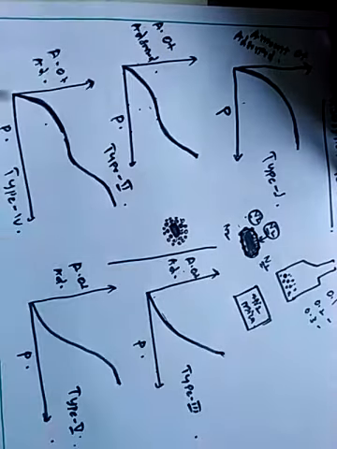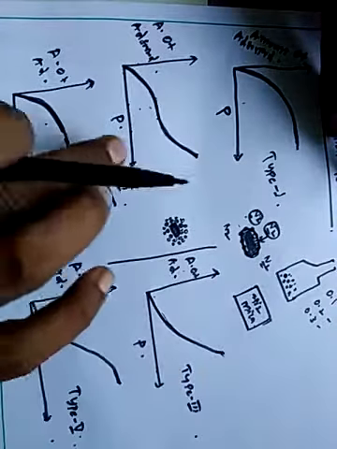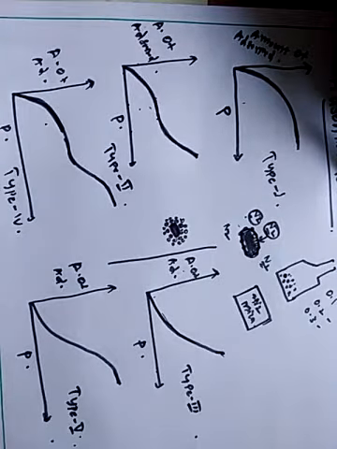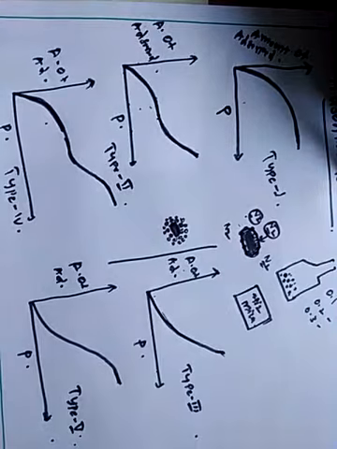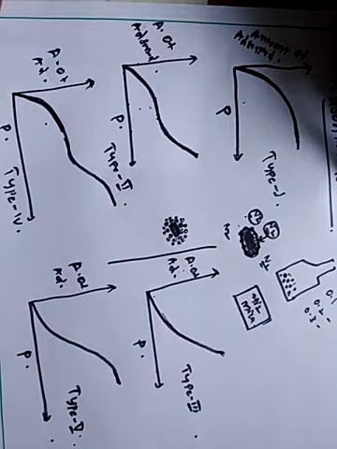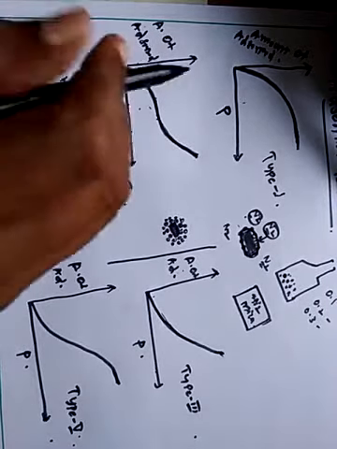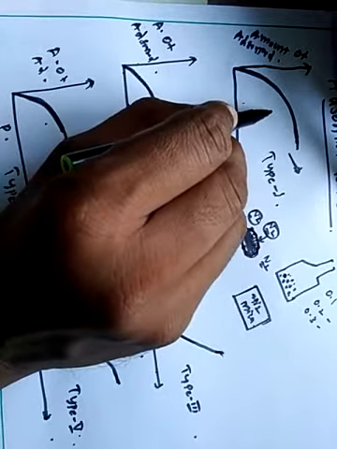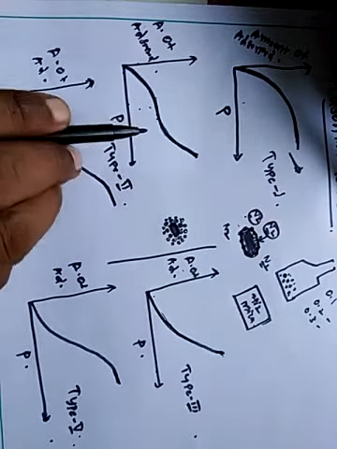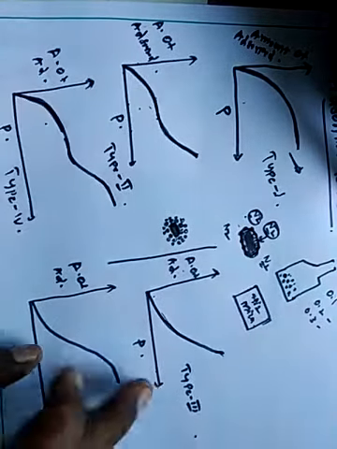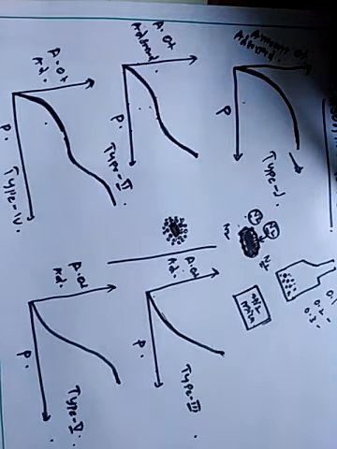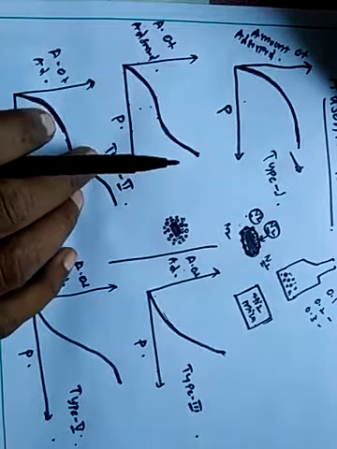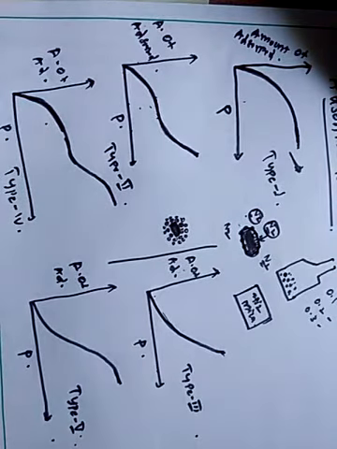So for all the four types, type 2 to type 5, they are forming multi-layer, but type 1 is forming monolayer. Therefore this is chemisorption. This curve is for chemisorption, chemical adsorption, and these four types of curves are for physical adsorption. And all these experimentally observed curves have been supported by theoretical explanations.